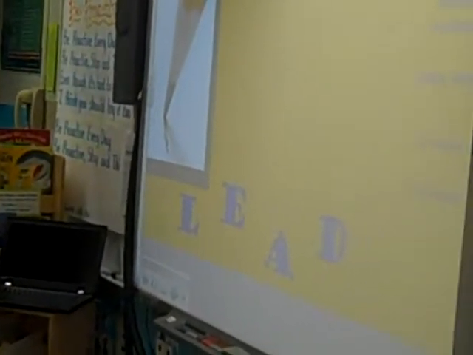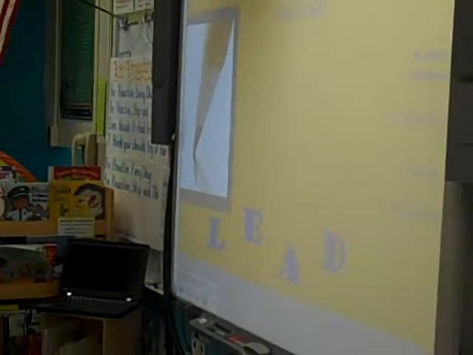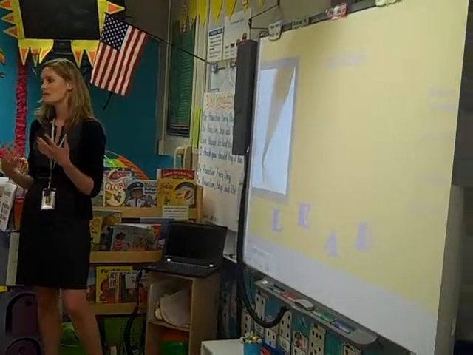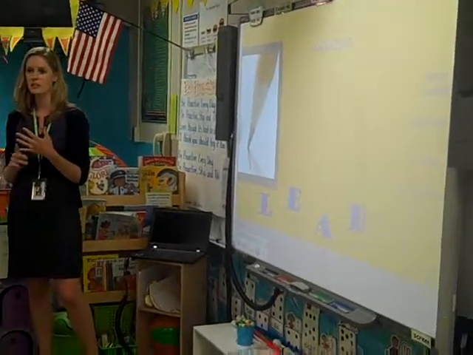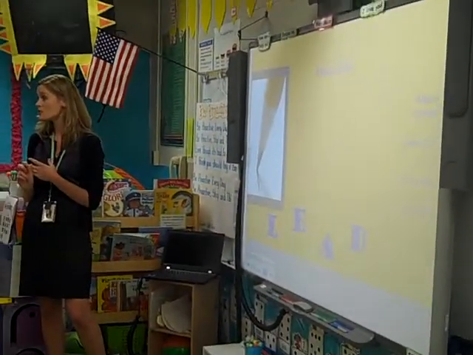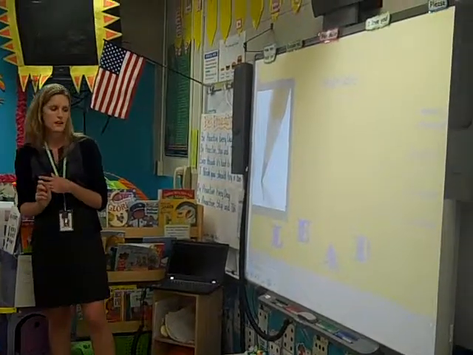We already discussed what our LEAD stands for, and you might hear your child talking about, "I showed LEAD today," or "I'm a leader." And that's what it means. They're showing how to be a good friend, how to be a good citizen, how to achieve and set those goals and reach those goals.